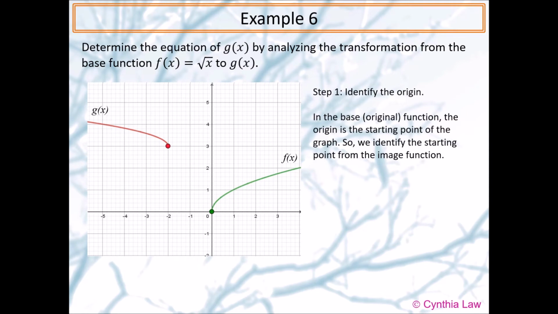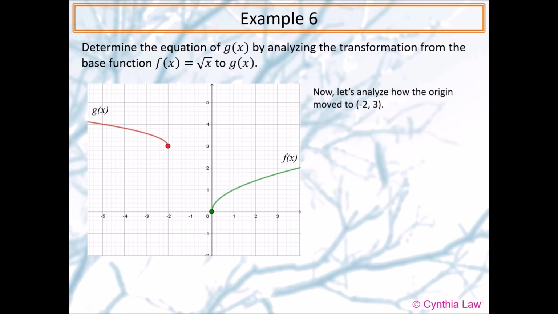So since we have found the origin, which is the starting point of a square root function, we are going to find the starting point of g of x as well. So for square root functions, you want to identify the starting points. So next, we're going to analyze how the origin ends up at the points -2 and 3.